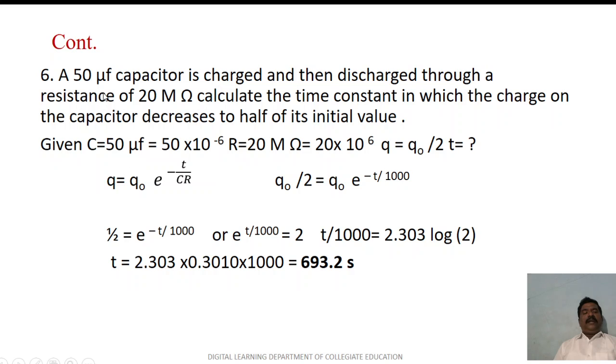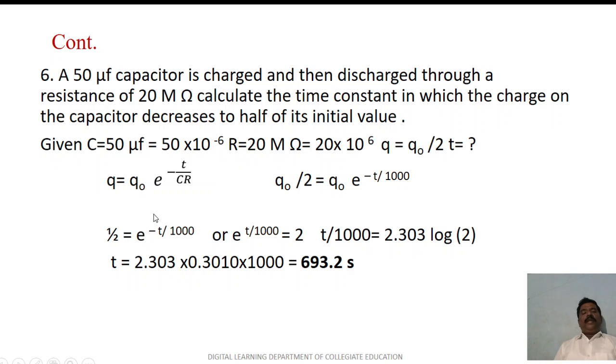So let us take the given data. C is equal to 50 microfarads, and R is equal to 20 mega ohms, which is 10 to the power of 6, and micro is 10 to the power of minus 6. Q is given as Q naught by 2, and we want to calculate the time t. We know Q is equal to Q naught e raised to the power of minus t divided by CR, the expression for the charge on decay. So Q naught by 2 is equal to Q naught e raised to the power of minus t divided by CR, and CR gives us 1000.